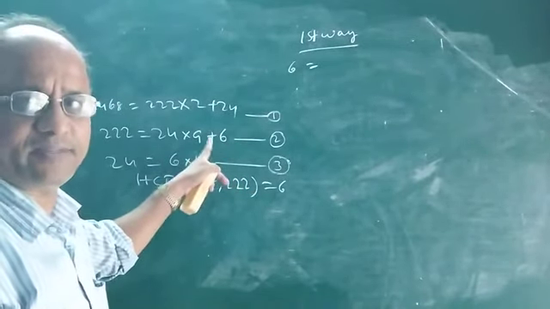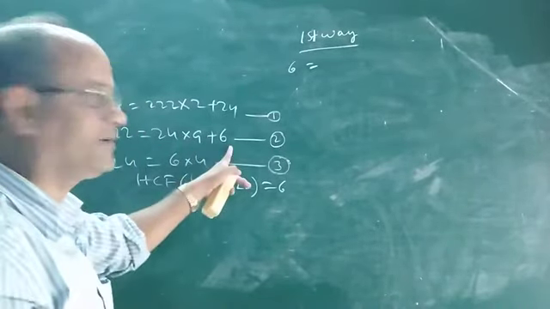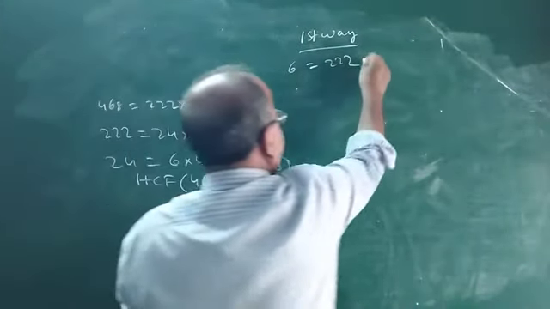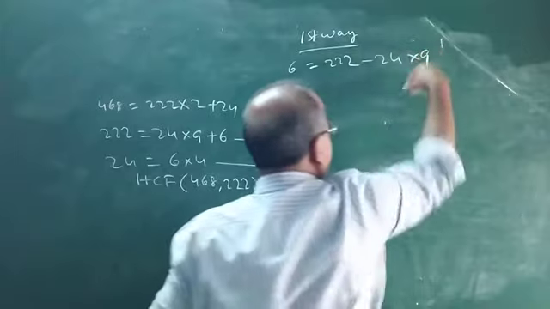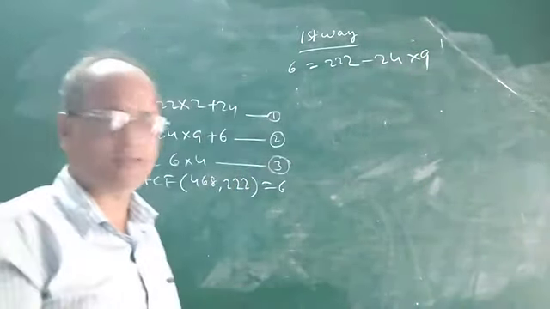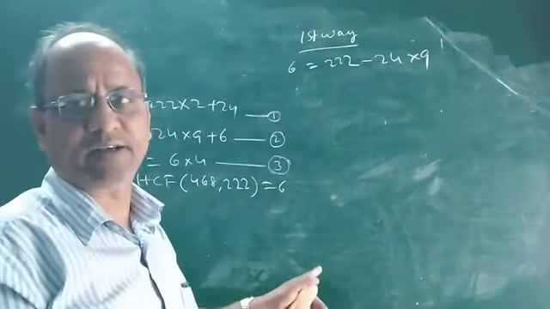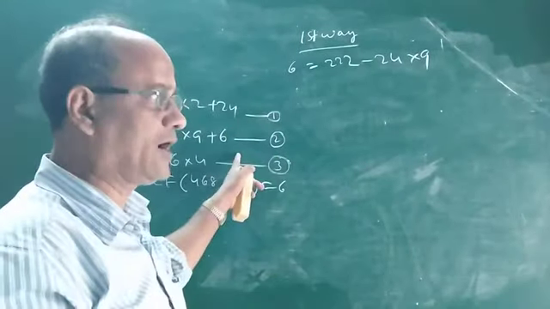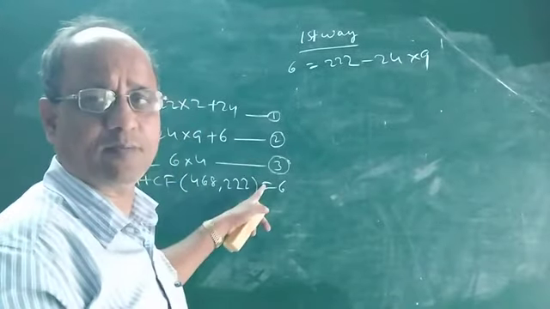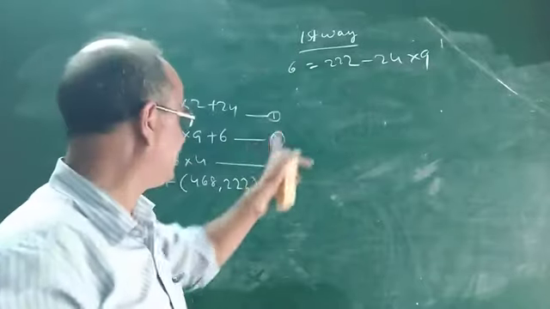First let us eliminate 6 from equation 2. If you eliminate 6 from equation 2, what will you get? You will get 222 minus 24 into 9. Eliminating 6 from equation 2, as we want to express the HCF, that is 6, as a linear combination of the two given positive integers. Look at the previous step of the last step. What is the HCF? It is 6. Now express 6, or eliminate 6, from this equation.